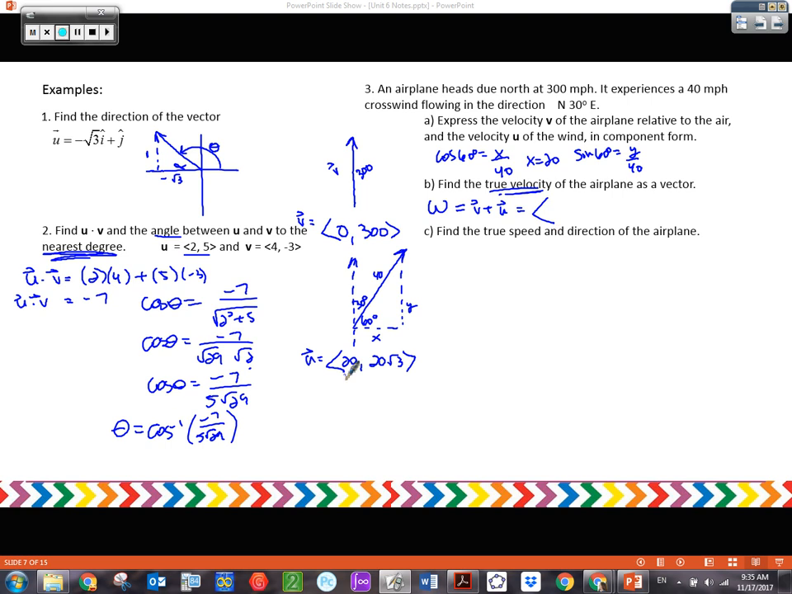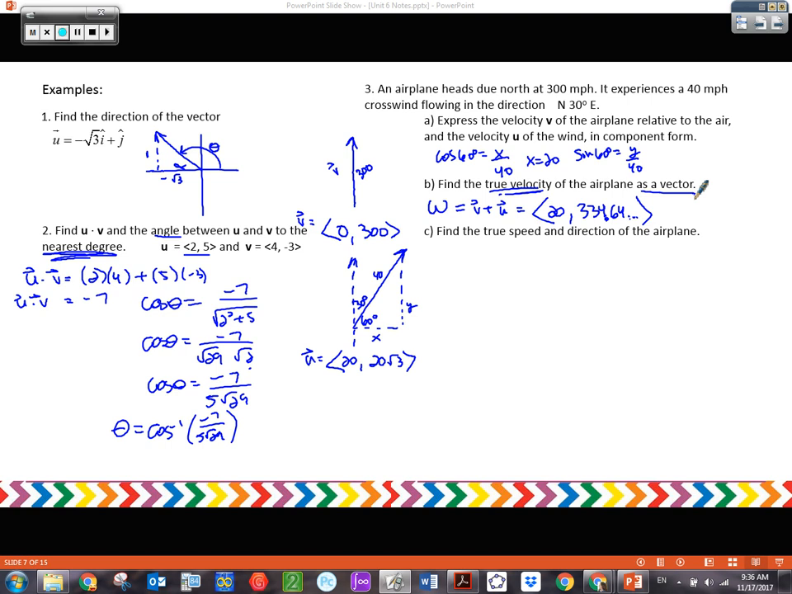So 20 plus 0 would be 20, and 20 root 3 plus 300. You could write it as 20 root 3 plus 300 if you want to keep it in exact form, or you could use your calculator. Your calculator would give you 334.64 and then just more, right? We would just keep all the decimals in our calculator. Okay, so there is our true velocity as a vector. Not too bad, right? We find the two other vectors in component form and then add them.